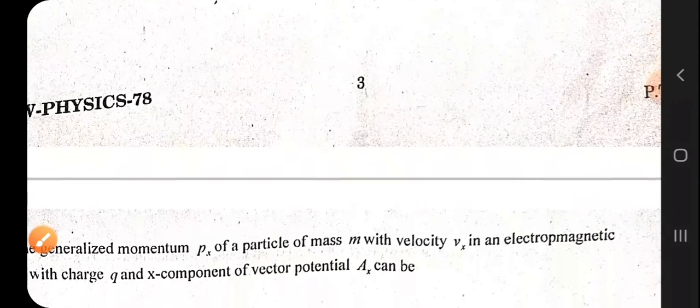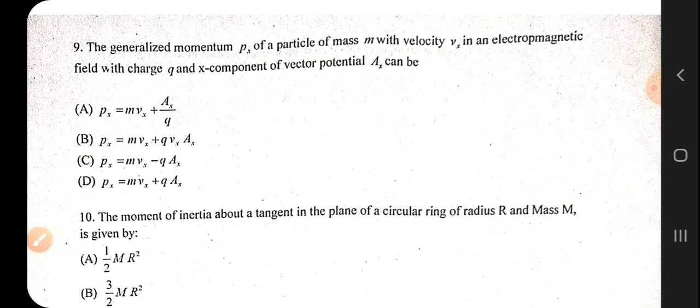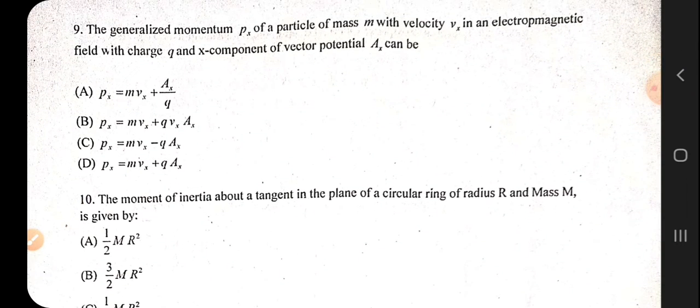Next, come to question number 9. The question number 9 is also from that Lagrangian. The question is: the generalized momentum px of a particle of mass m, velocity vx in an electromagnetic field with charge q, and x component of vector potential Ax. Whenever a charged particle is inside an electromagnetic field, what will be the corresponding momentum of that particle?